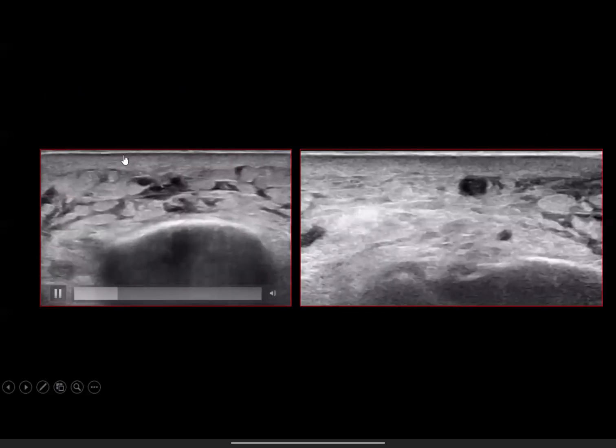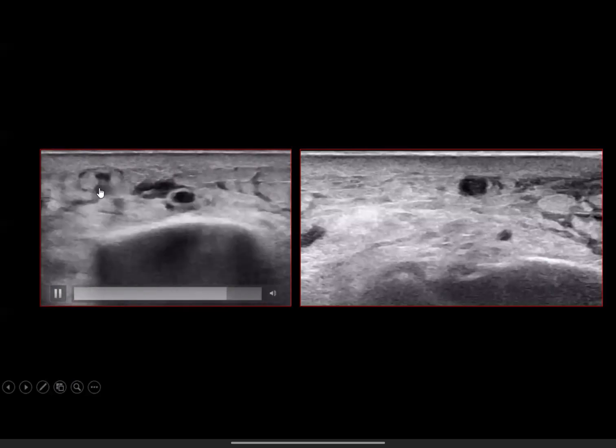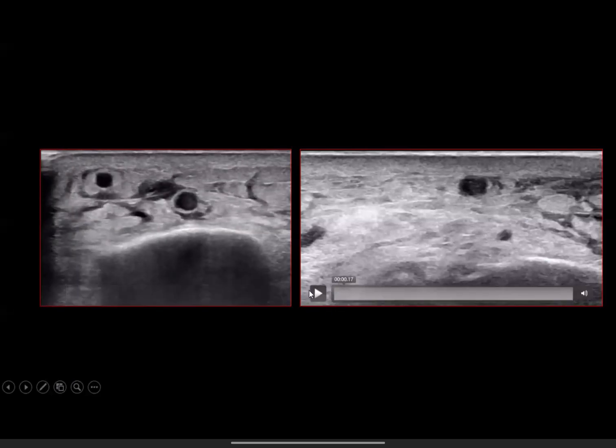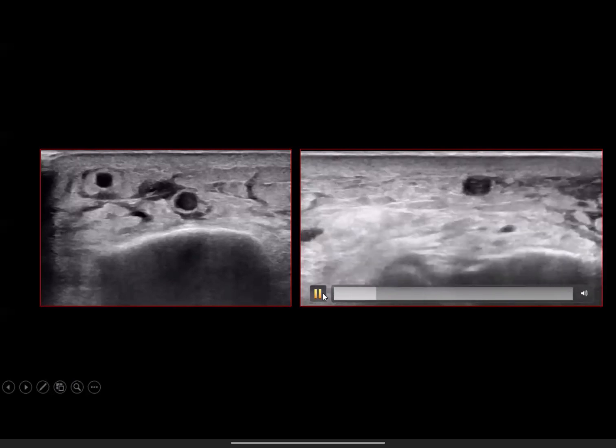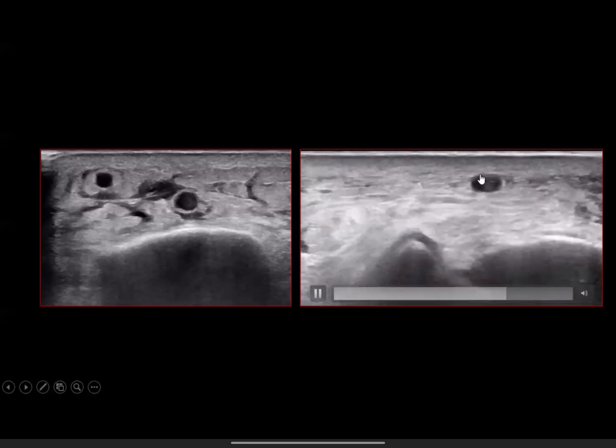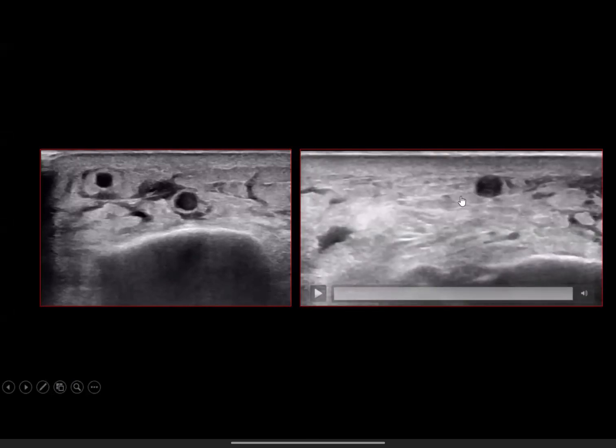So this is how we perform compression, very gentle compression. Both the veins are easily compressible, whereas in this case of thrombophlebitis, the vein is not compressible. It indicates the thrombosis.